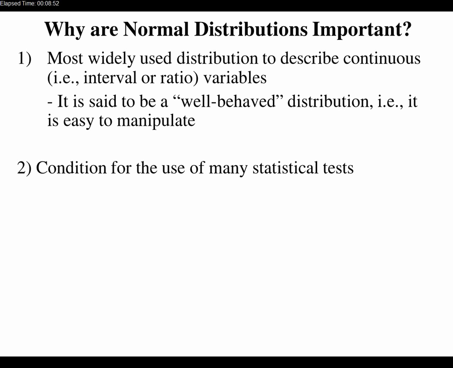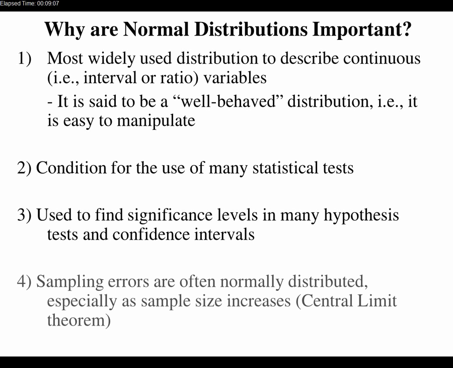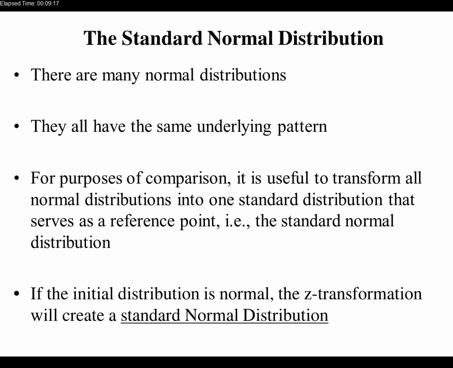Conditions for the use of many statistical tests lie in the fact that they are normal distributions. It's used to find significance levels in many hypothesis tests and confidence intervals. We'll be talking about those later in the semester. And sampling errors are often normally distributed, especially as sample size increases. That's called the central limit theorem, and we'll talk about that also a little later.